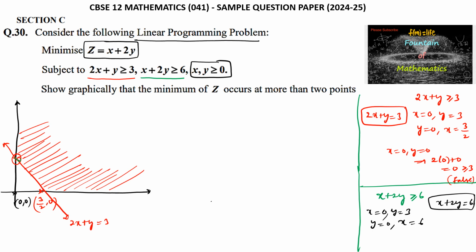(0, 3) is the point here, and another one (6, 0). Let's mark (6, 0) here. So here is a straight line.